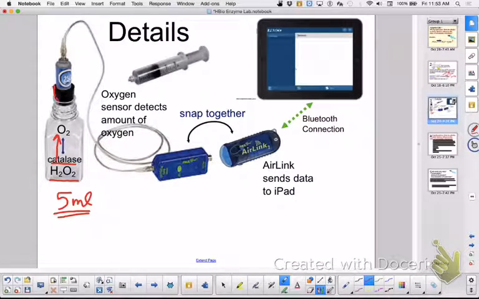This right here is an oxygen sensor, this probeware. It will send the amount of oxygen. We're going to snap it into a Bluetooth unit, which will send it to your iPad, where it will record the data, graph it for you and put it in a data table. This is part of the digital doc: you will be able to send that picture of that graph into your digital document and paste it in there, so you have a copy of that.